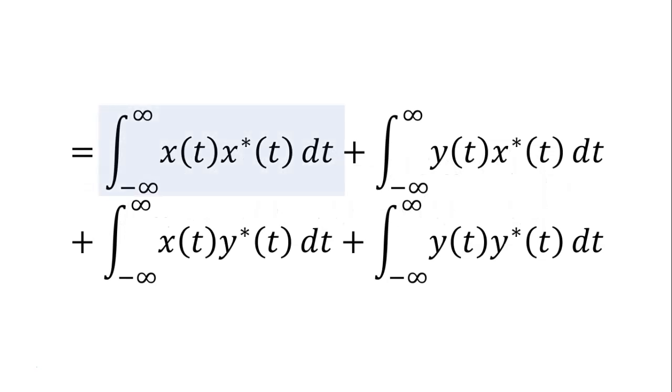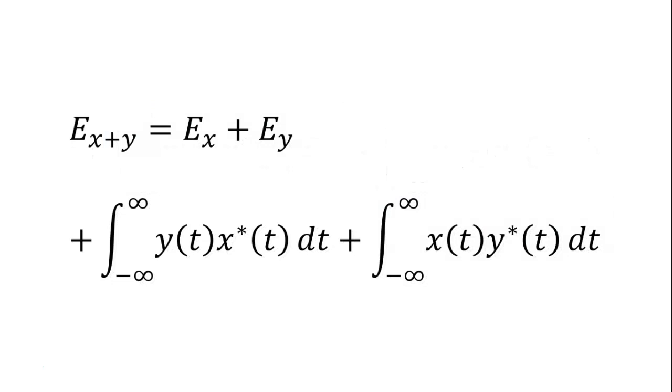The first integral is a formula for the energy of x of t, and the last integral is a formula for the energy of y of t. There are two terms remaining, which are the areas of cross products between one signal and the complex conjugate of the other. Hence, the energy of x of t plus y of t is the energy of x plus the energy of y plus two integrals of cross-product expressions.